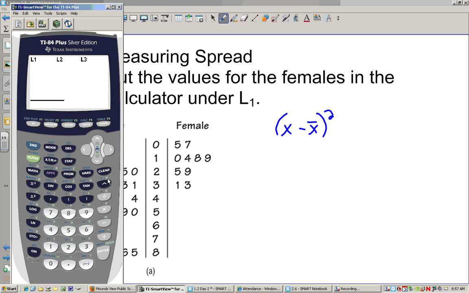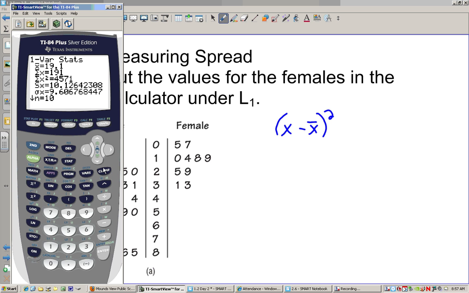So when I edit this, if I go back up to L2, I'm going to do L1 minus 19.1, and then I'm going to square that value. And this gives us all of those values of the x value minus the mean squared.